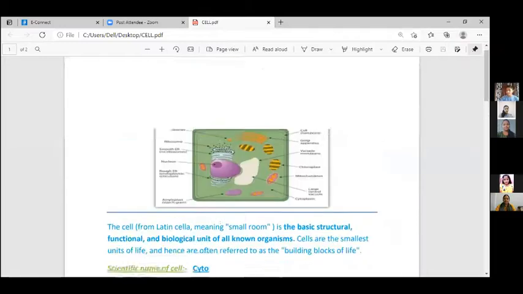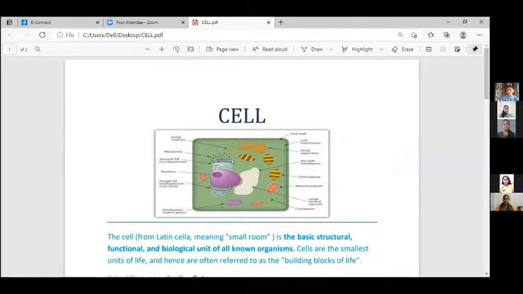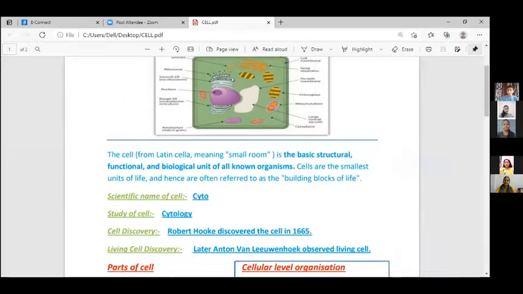Yes, ma'am. My name is Naman Sharma. I am from 9th B, and I am here to tell everyone about the cell. I am going to explain it. Now we know the cell is the basic structural, functional, and biological unit of living organisms.